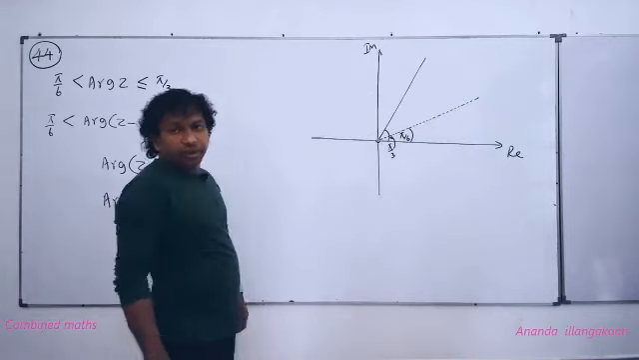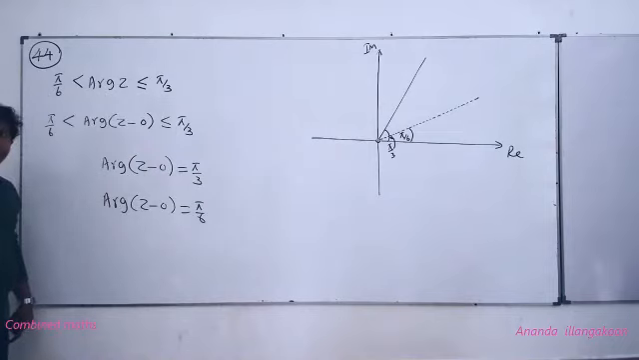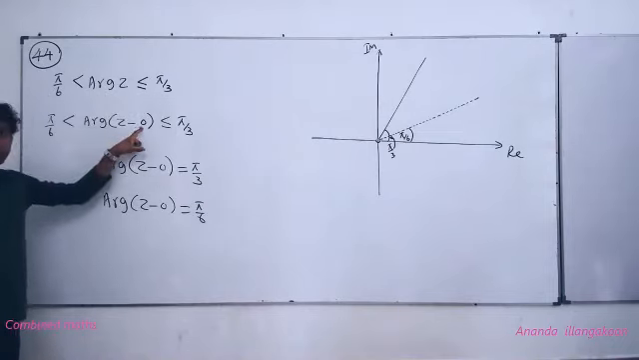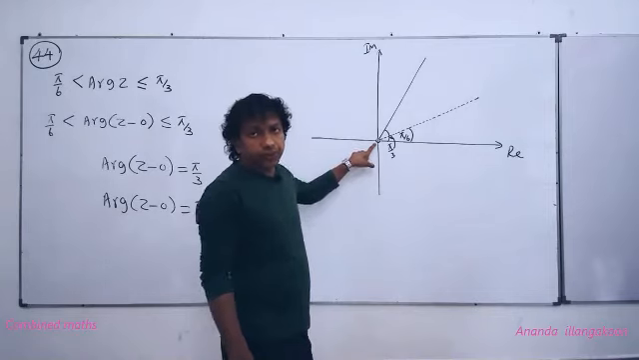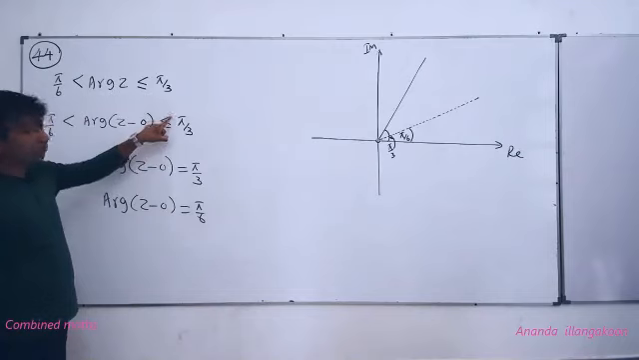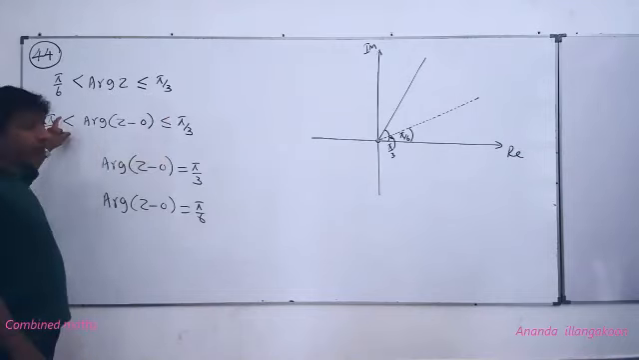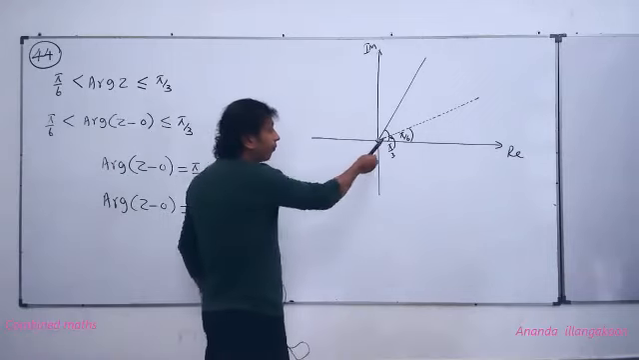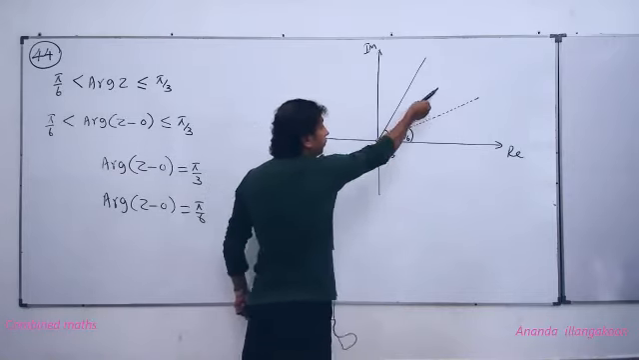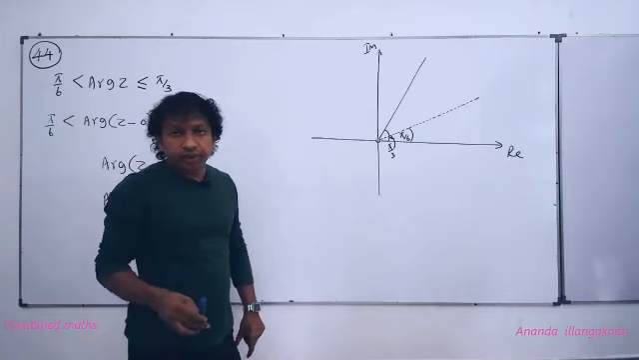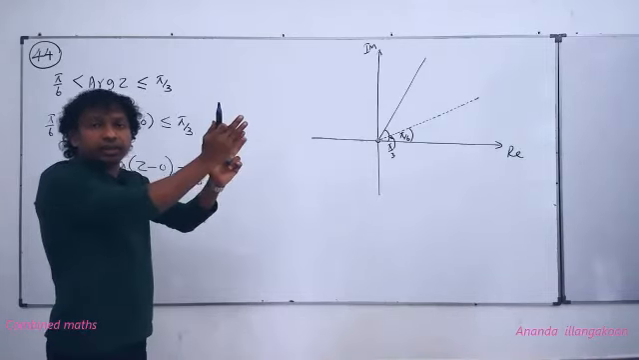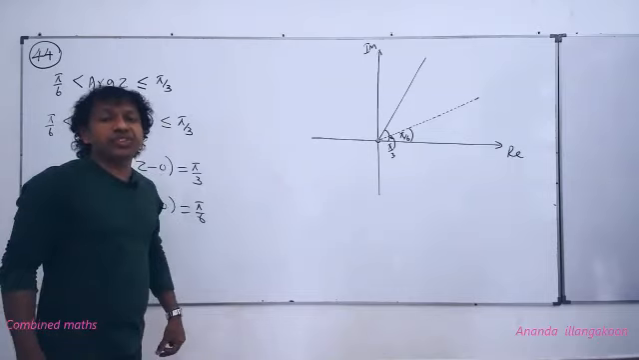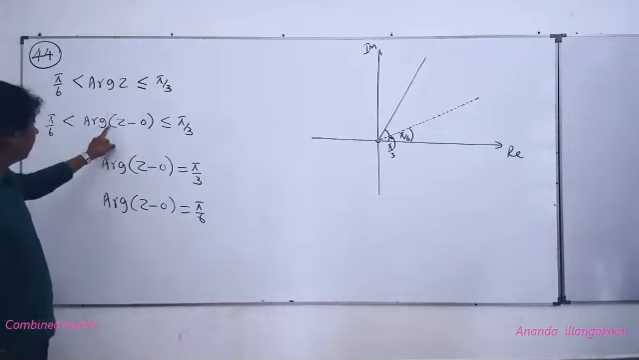Okay. Now what is it asking? What is this? Arg z minus 0. What is this? The straight line starting from origin should have argument less than or equal to 5/3, greater than or equal to 5/6. That means when we draw a line passing through this origin, that line must make an angle with the positive real axis so that that angle should be greater than 30, less than or equal to 60. That's what it says. Right now, what is this? Arg z minus 0.